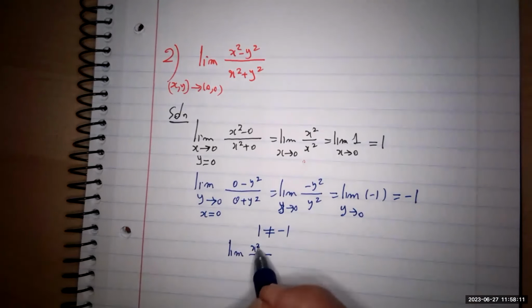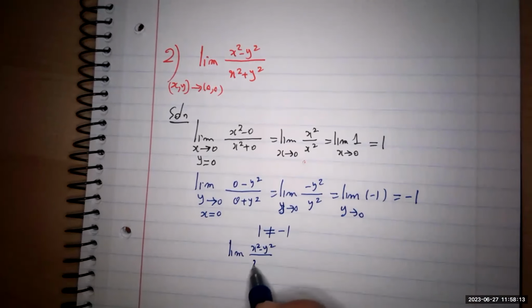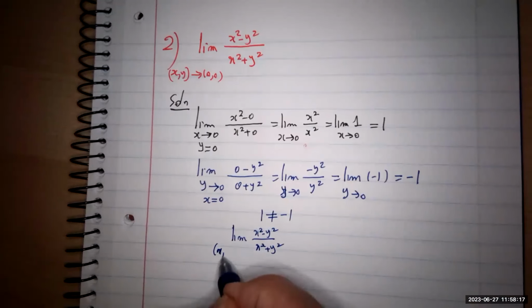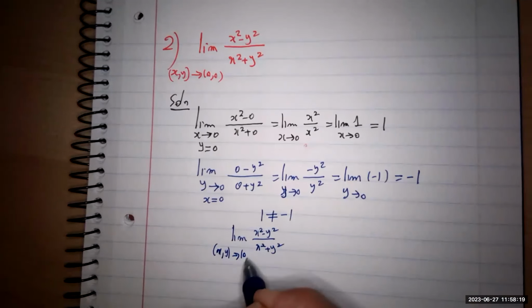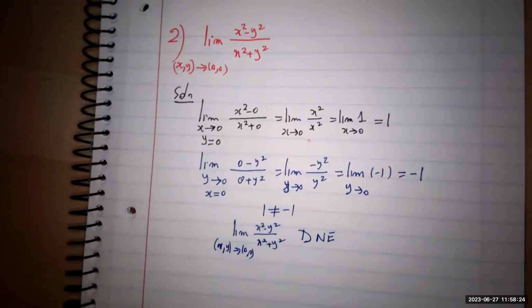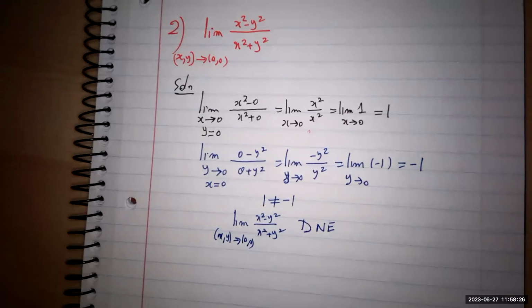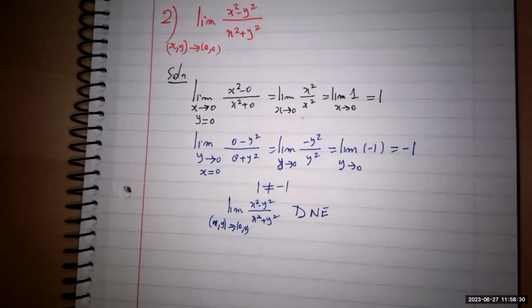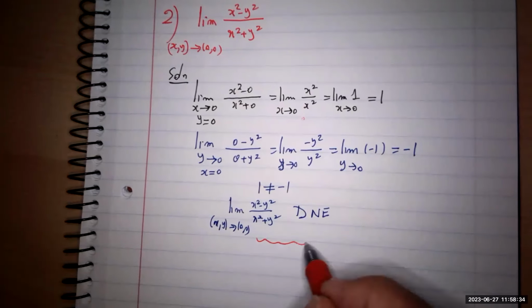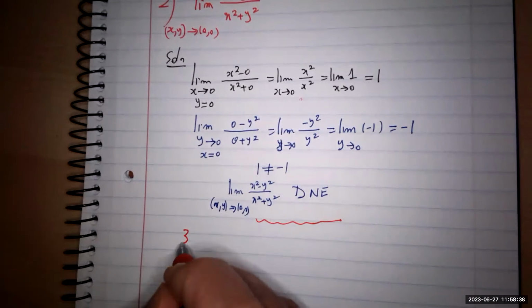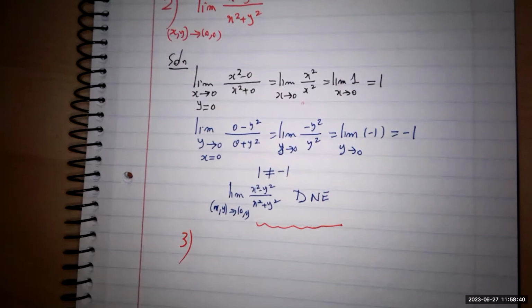The limit of x squared minus y squared over x squared plus y squared, as (x, y) goes to (0, 0), does not exist. Very good, excellent. Any question? So this is the way you pick and you talk about it. This problem is in your book, but they changed it a little bit. Let's check that one too, to see the difference.